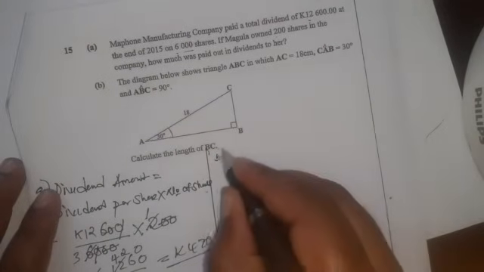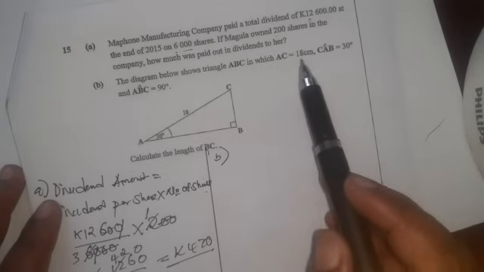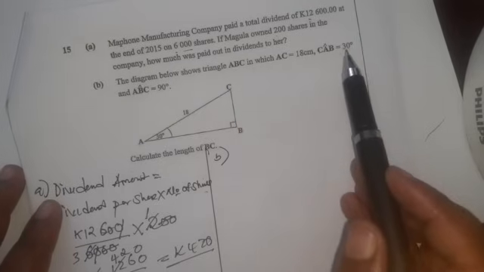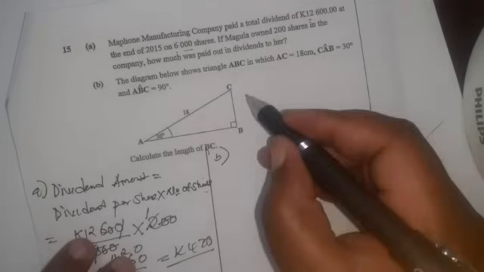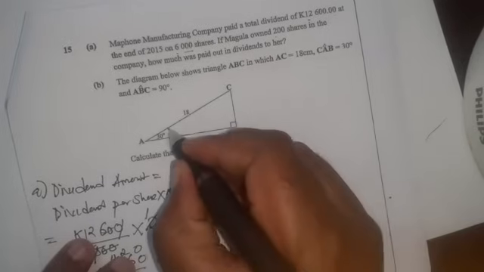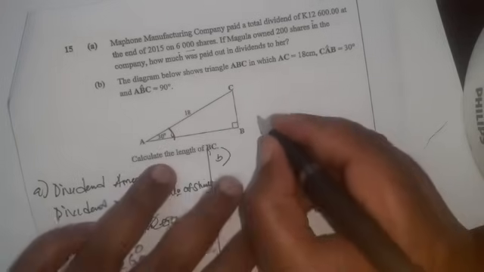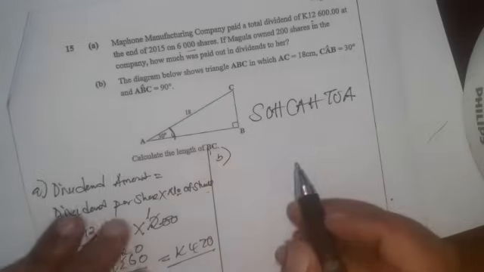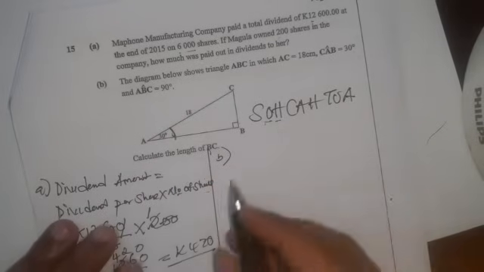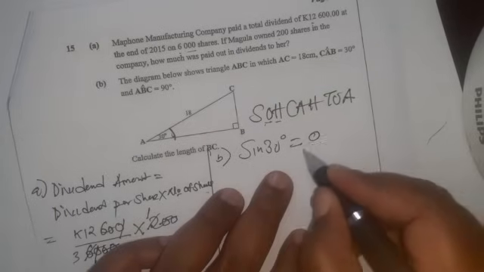Alright? Then we go to B. The diagram below shows a triangle ABC in which AB is 18 centimeters. CAB is 30 degrees, and this is right angle. Find BC. Now, if I'm dealing with this angle, this is the opposite and this is the hypotenuse. We recall the SOH CAH TOA. Alright. Where do we have opposite and hypotenuse? The sine. So I'll say sine 30 degrees is equal to opposite over hypotenuse.